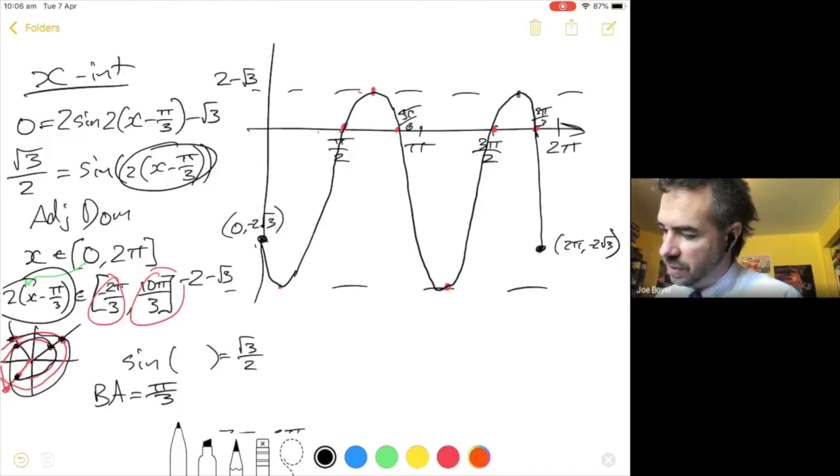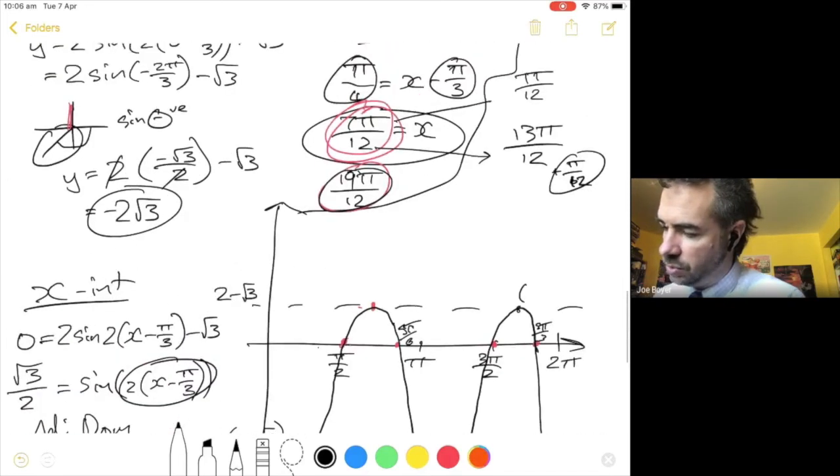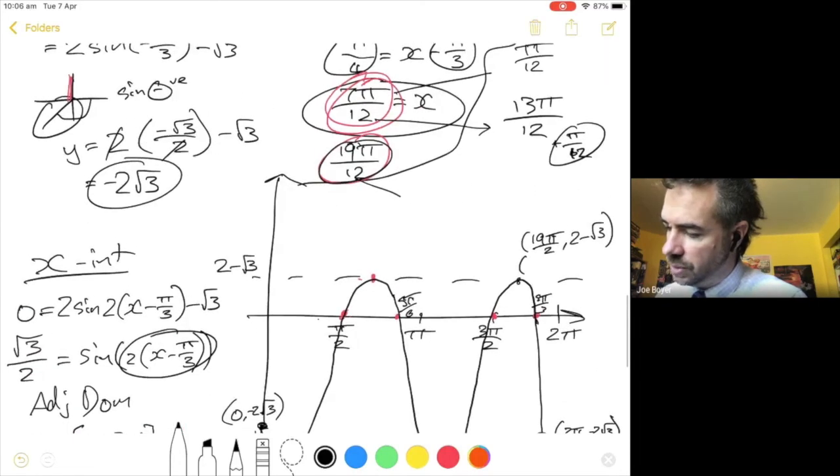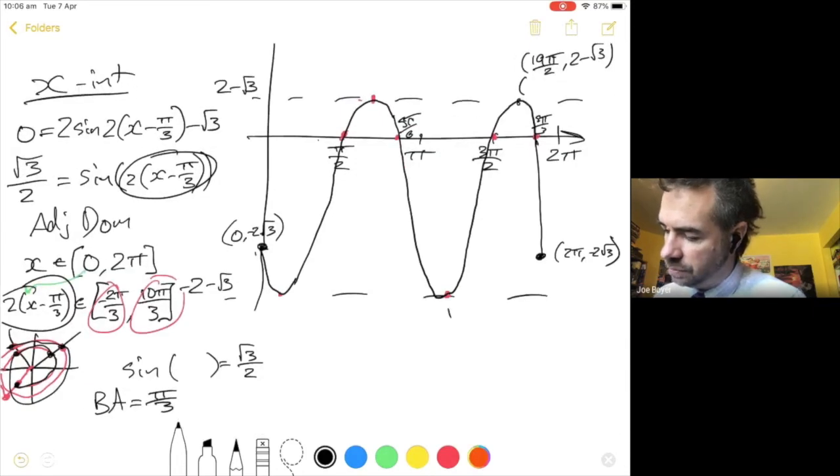And in the process of moving on, we'd like to have at least a maximum and a minimum labeled as well. So this maximum here, let's remember I worked this one out to be that value there, 19 pi on 12, comma, the maximum value is 2 minus root 3, and have a minimum value labeled as well, which is going to be 13 pi on 12, comma, negative 2 minus root 3.